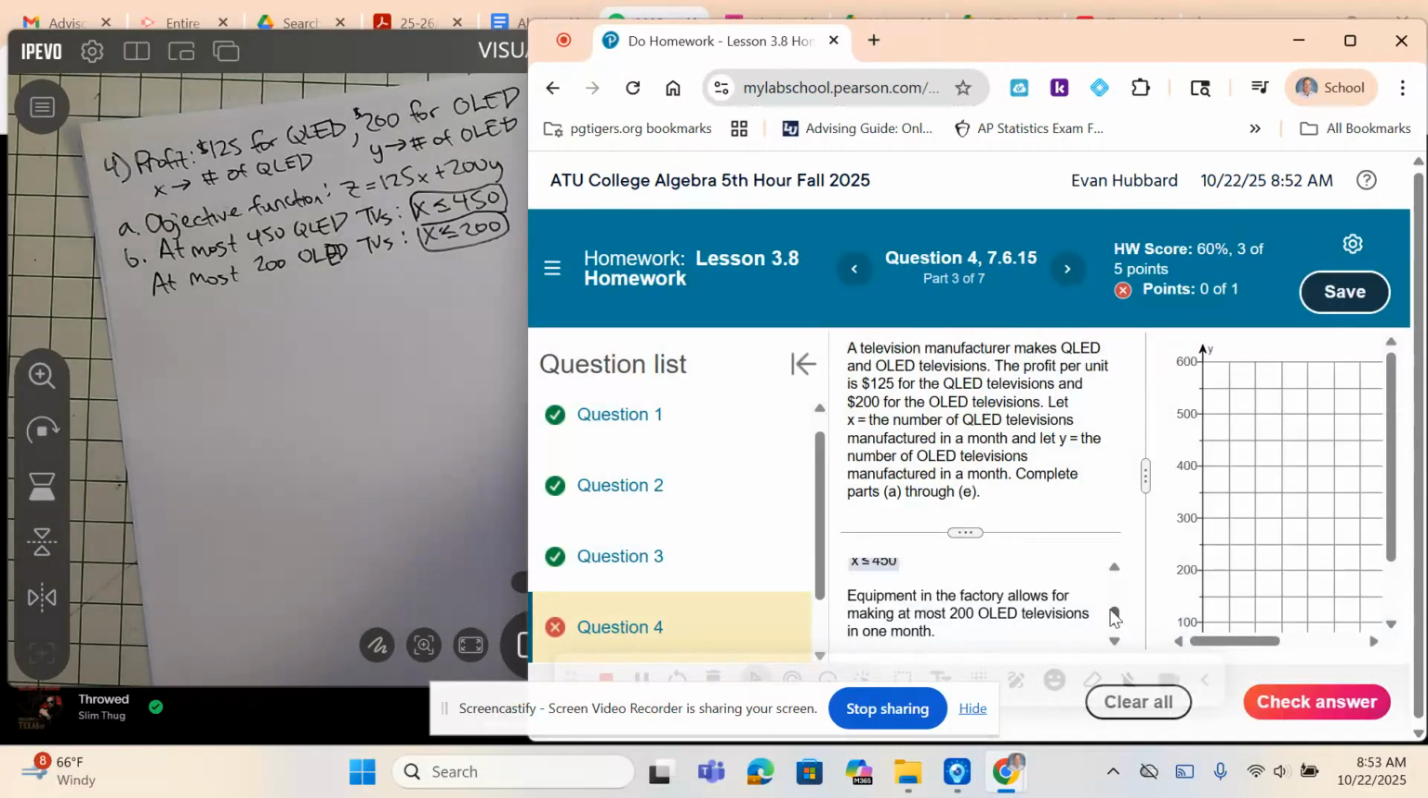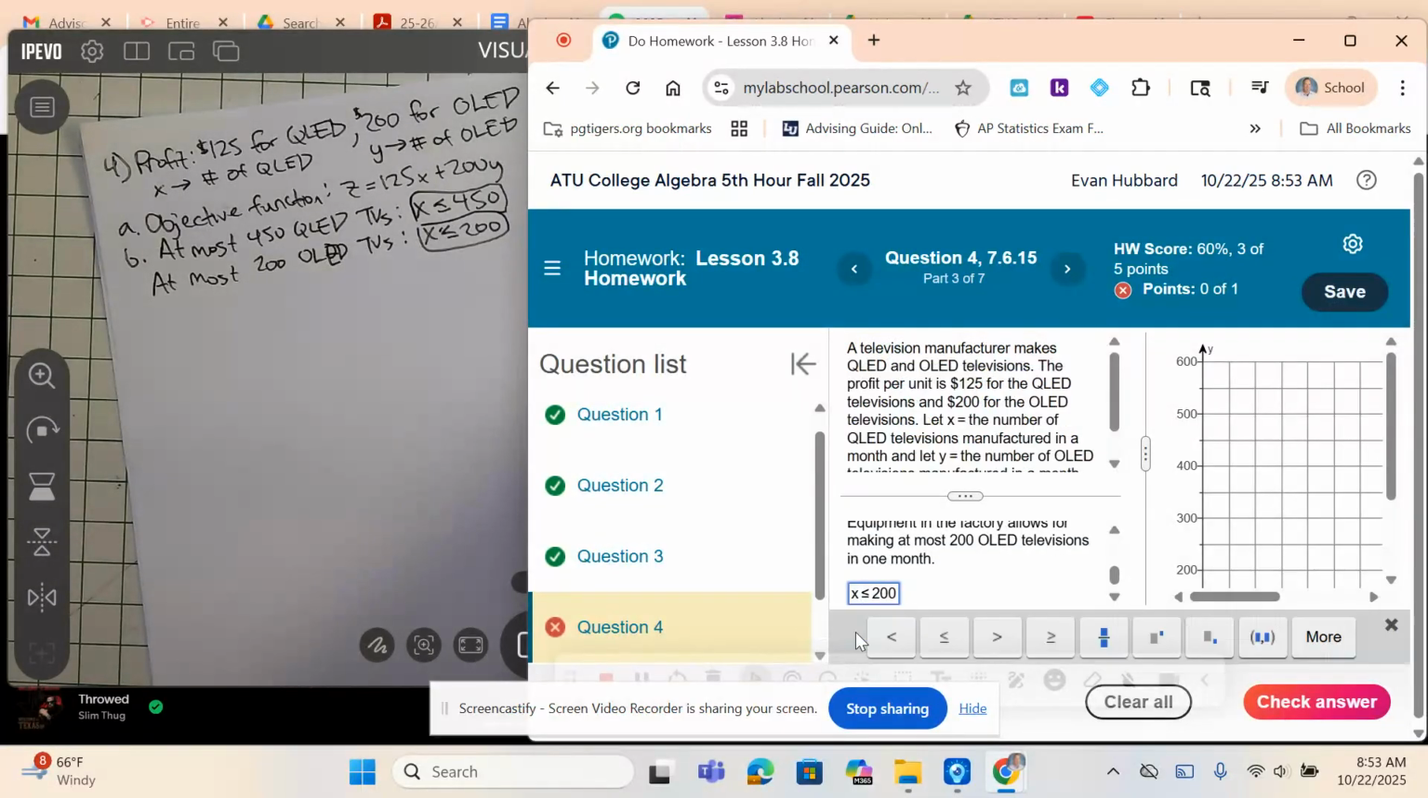Oh, Y. Sorry, it would be Y, because Y is the variable for that. I apologize. It would be Y.